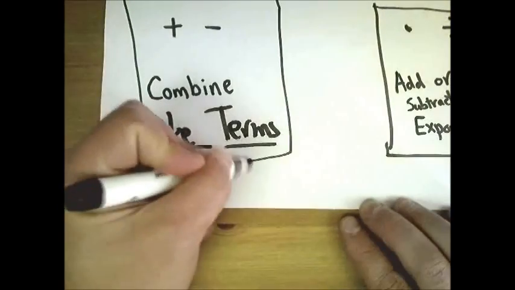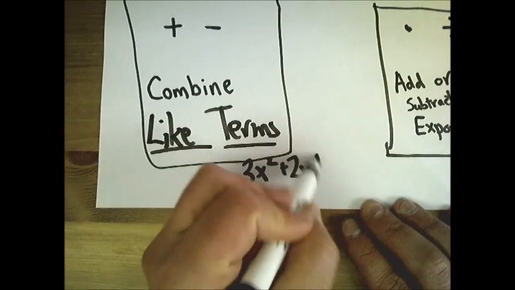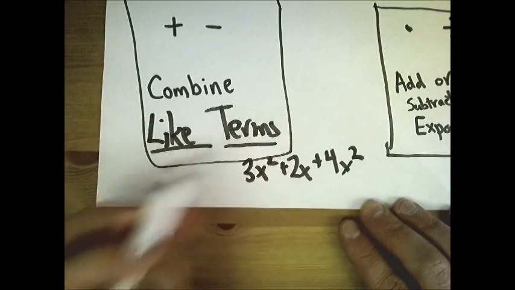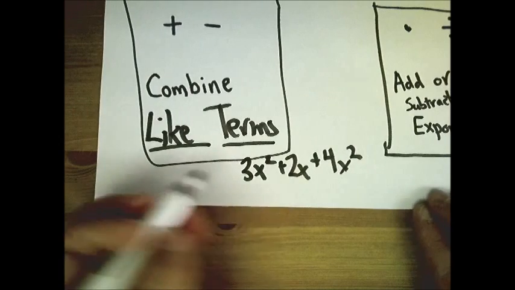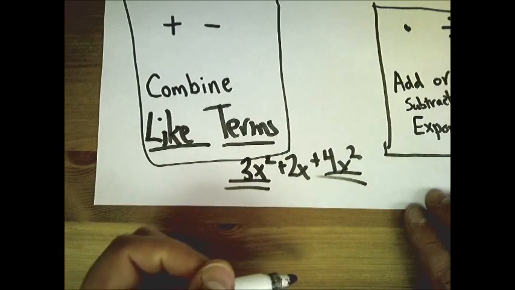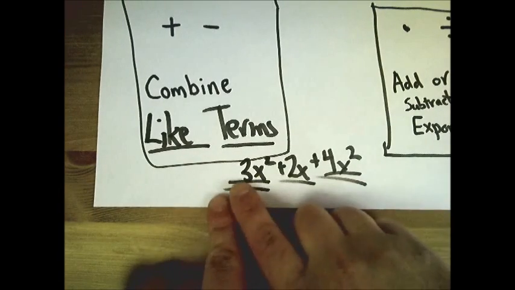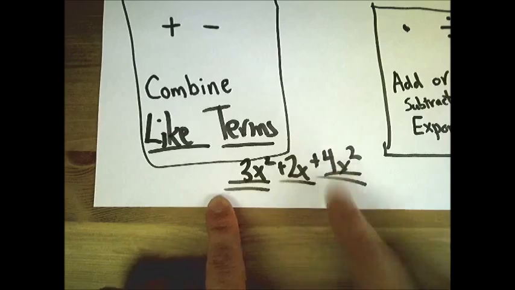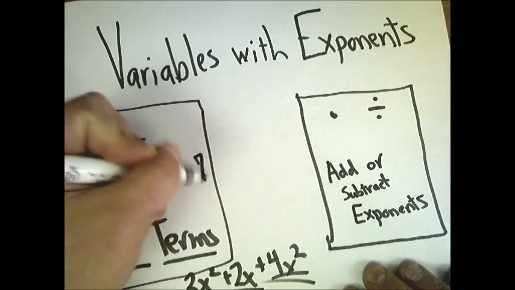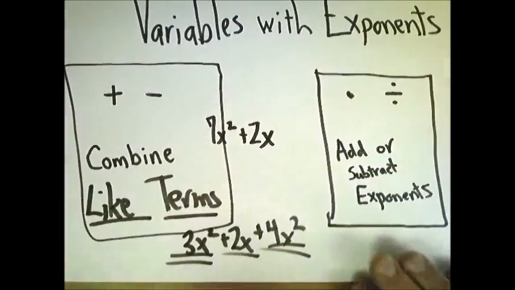So if I have 3x squared plus 2x plus 4x squared, I'm going to combine like terms by marking up the x squareds with two lines. Maybe the regular x gets one, and seeing if there's anything alike. These two are alike, so 3 plus 4 is 7, so this one would be 7x squared plus 2x.